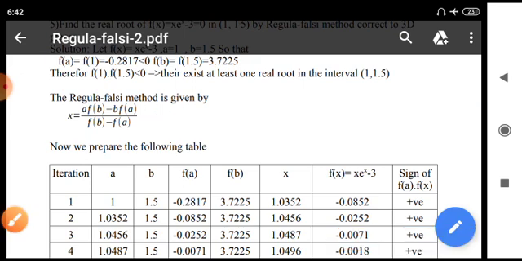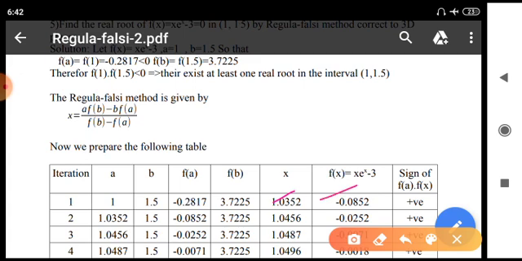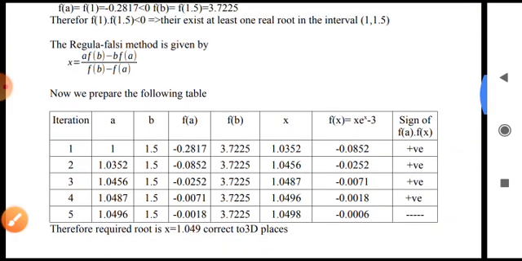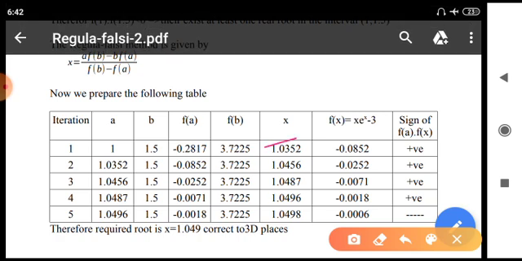So with all these values, if you calculate x by using this formula, we get x as equal to 1.0352 here. Then if you find f of x, that is f of 1.0352, we will get minus 0.0852. So f of a into f of x, the sign minus into minus is plus, again positive. We know that if f of a into f of x is positive, we have to write x value under the column a.